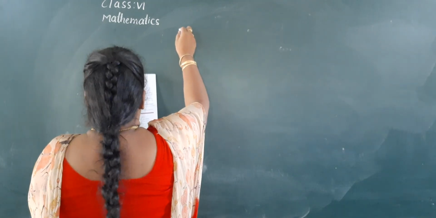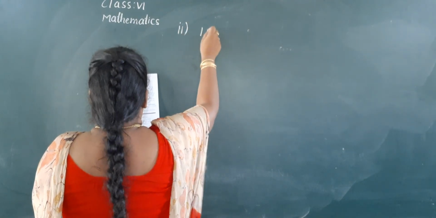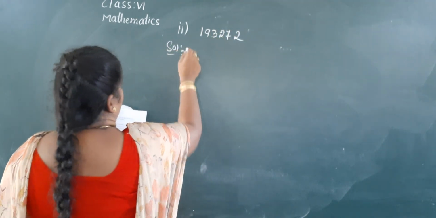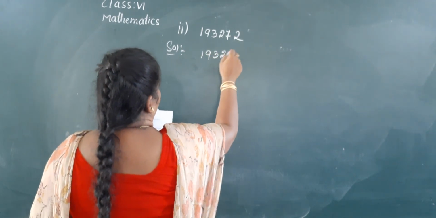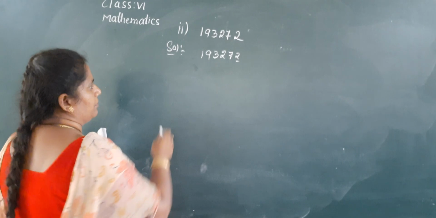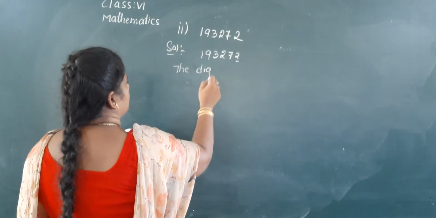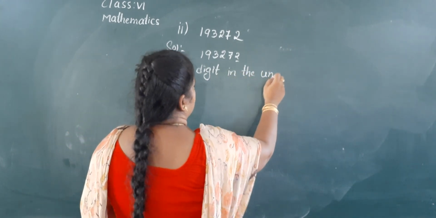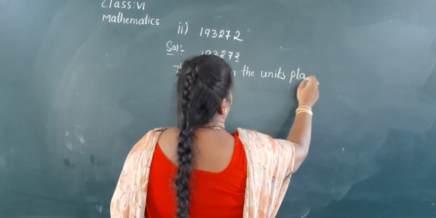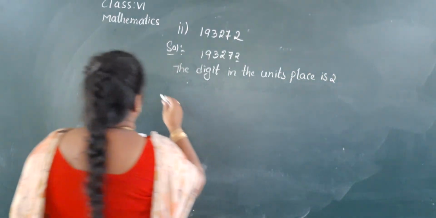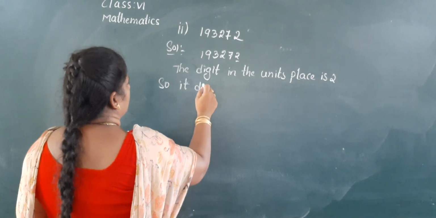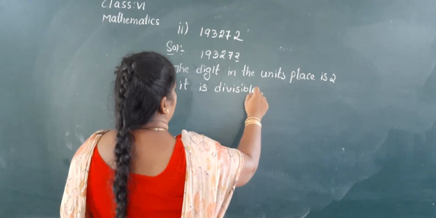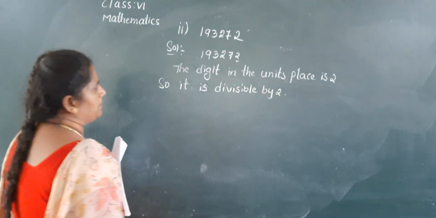Next one. Second one, Seema, 193,272. Solution. First, given number. What is there in the units place? 2. So, the digit in the units place, write along with me children, the digit in the units place is 2. So, it is divisible by 2. Finish. Next, we will check its divisibility by 3.